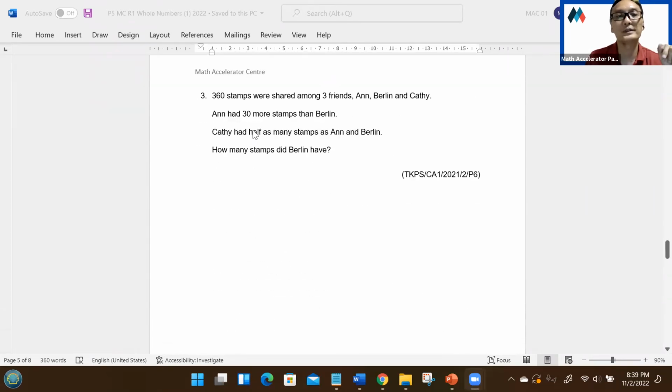So here's question 3. Now, this is a P6 question taken from, if I'm not wrong, Tanjung Katong Primary School, CA1 in 2021. In this question, 360 stamps were shared among 3 friends, Anne, Berlin, and Kathy. Anne had 30 more stamps than Berlin. Kathy has half as many stamps as Anne and Berlin. So how many stamps did Berlin have?